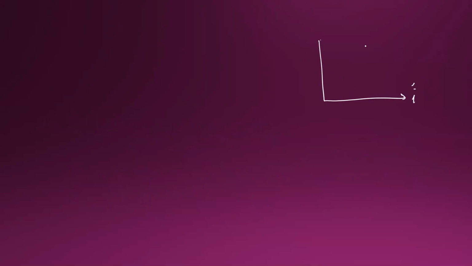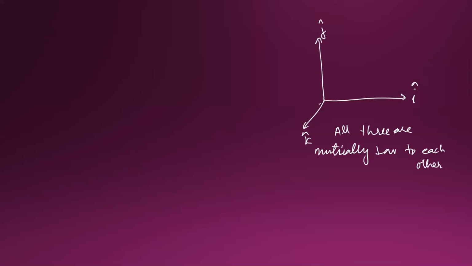Suppose this is i cap, this is j cap, and this is k cap. All three are mutually perpendicular to each other. So we were having two vectors, that is a i cap plus b j cap plus c k cap, and the second vector was p i cap plus q j cap plus r k cap.